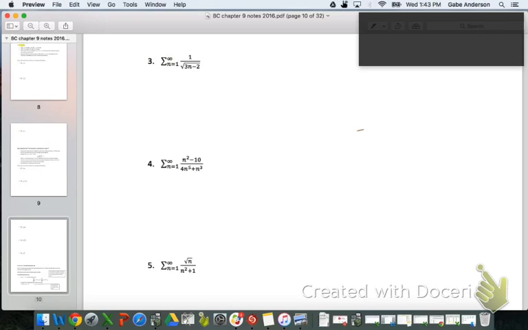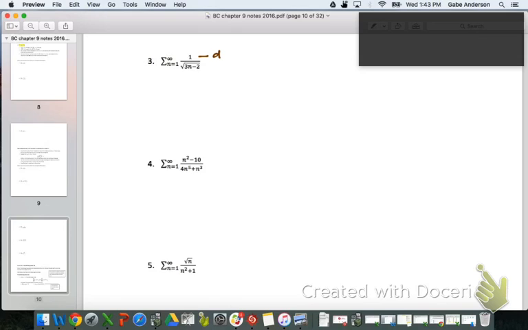Okay, so let's take a look at number 3. Number 3, you can see that the denominator is pretty complicated. This is definitely not a geometric series. There's no variable exponent. The p-test is not going to work. Integral test, not going to work either. I take that back. The integral test would work here, but I think limit comparison is going to be faster.